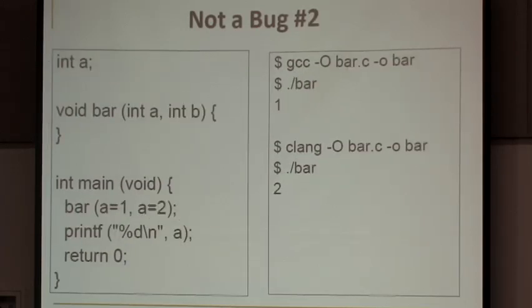Now, here is another ambiguous program. If you have a function called bar, and it has 2 arguments, assigning either 1 or 2 to a, those 2 expressions could be evaluated in arbitrary order. So when compiled by GCC, it will give you 1, and Clang gives you 2, and both of them are correct because the order of evaluation is unspecified in the C standard.